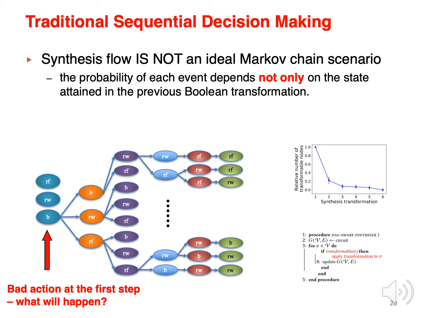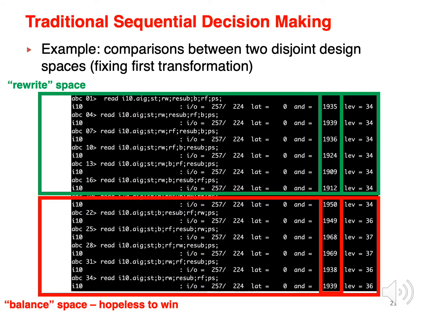For example, reinforcement learning, if you take each transformation step as an action. We actually prove this statement by running this very simple example. We create 2 disjoint spaces. One we start with rewrite, and the second one always starts with balance.